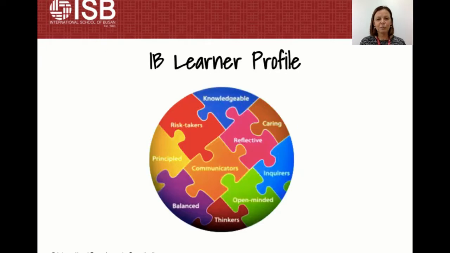So what is the learner profile? Well, the IB learner profile is a set of attributes defined by the IB that all students and members of the learning community work towards demonstrating. So throughout school and home and in the community, students are developing the attributes of being knowledgeable, a risk taker, caring, reflective, principled, a communicator, an inquirer, open-minded, balanced, and a thinker.